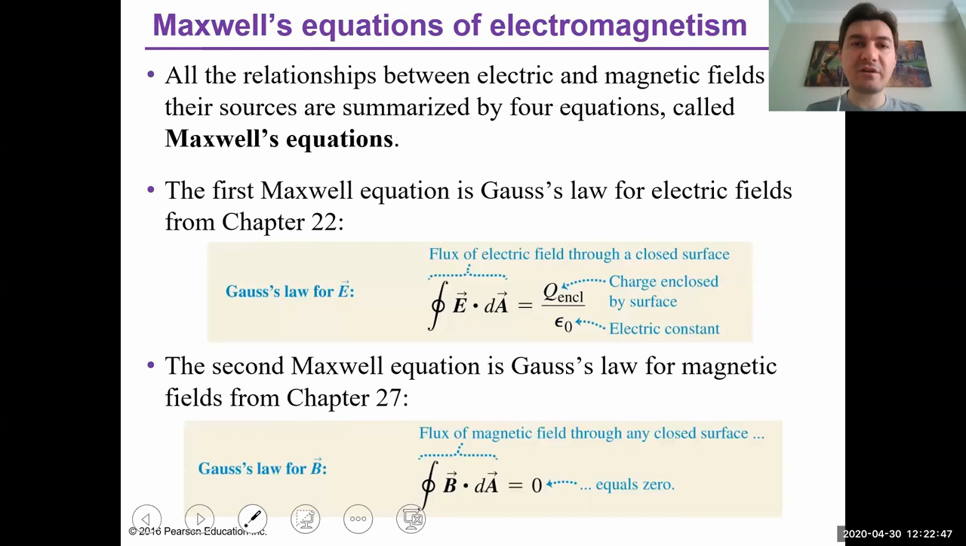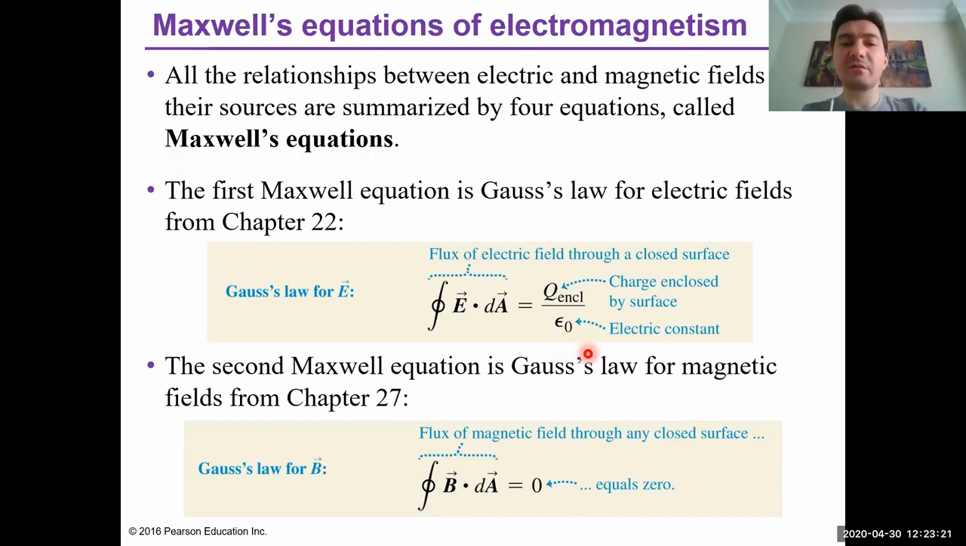Okay, let's continue with the Maxwell's equations of electromagnetism. What we have seen in the past, we have seen Gauss law for electric fields, we have seen Gauss law for magnetic fields, okay? So all the relationships between electric and magnetic fields and their sources are summarized by four equations called Maxwell's equations, okay?